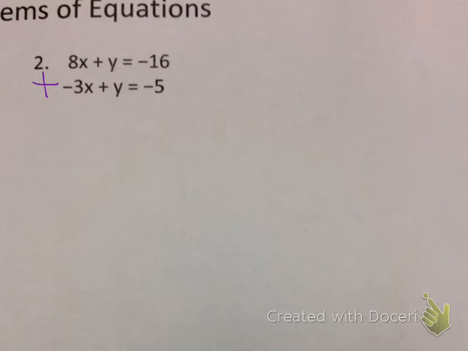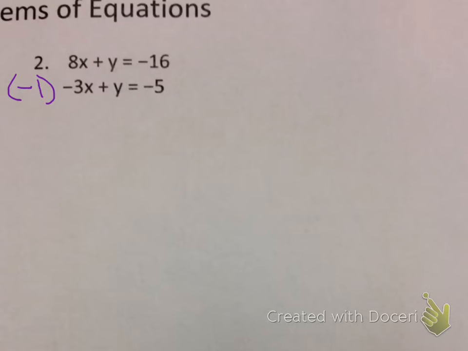But what I am noticing here is that I have a positive y here and a positive y here. If I can get one of those y's to be a negative y instead of a positive y, then I can actually add straight down and cancel. So how do I get it to be a negative? I multiply through by negative 1. So I'm going to choose to multiply this bottom equation through by negative 1. And then I can add straight down.